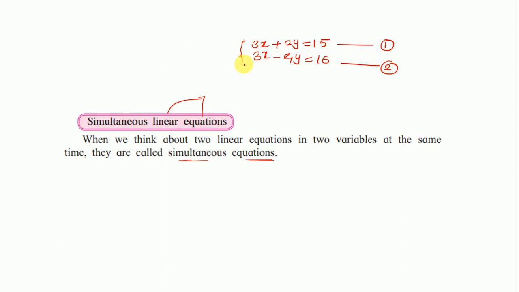If you see the two linear equations simultaneously, at one place at the same time, then we can call them simultaneous linear equations. Now there are some methods to solve these equations, and we'll discuss in detail what the methods are.